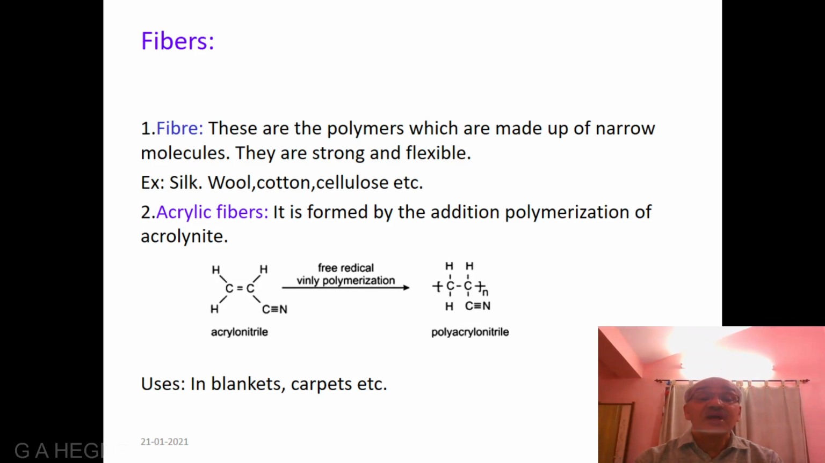Fibers are polymers which are made up of narrow molecules. They are strong and flexible. For example, silk, wool, cotton, cellulose, etc. Second one, acrylic fibers. It is formed by the addition polymerization of acrylonitrile. N number of acrylonitrile reacts to form polyacrylonitrile. Uses of this: it is used in blankets, carpets, etc.